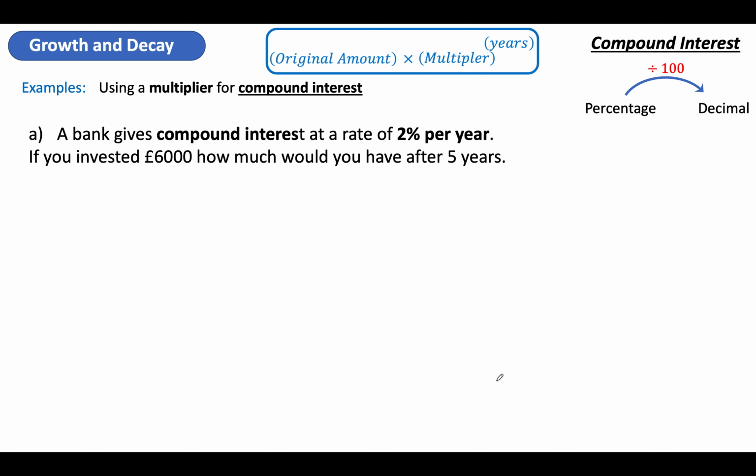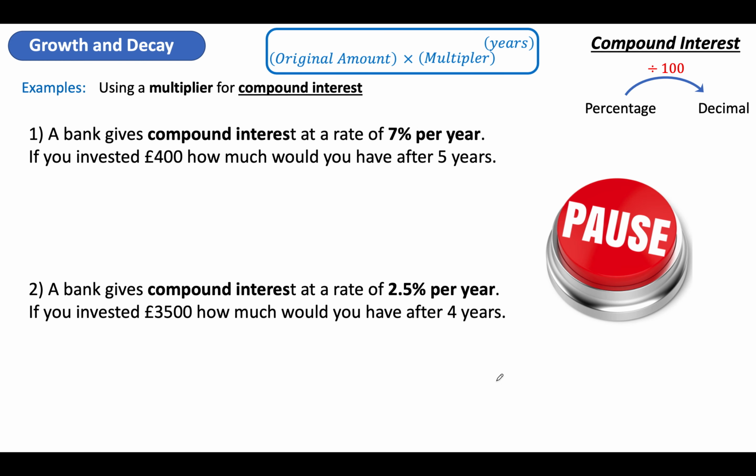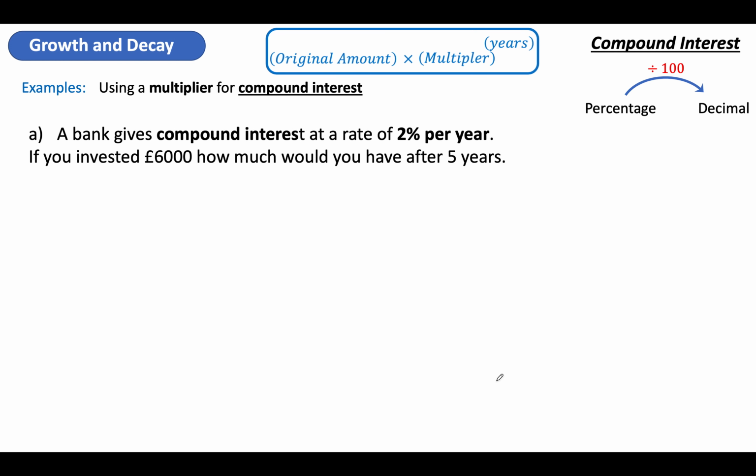Okay, let's have a look at this question then. Right, a bank gives compound interest at a rate of 2% per year. You invest £6,000. How much do you have after 5 years? So, first things first, let's work out the multiplier.